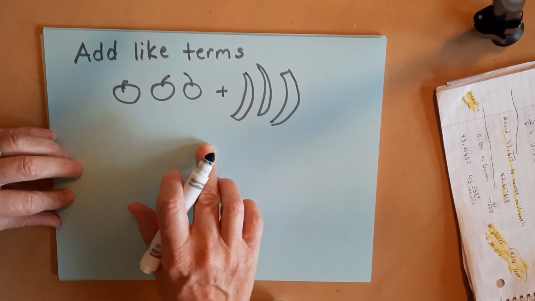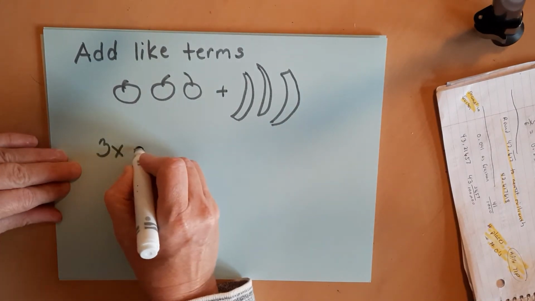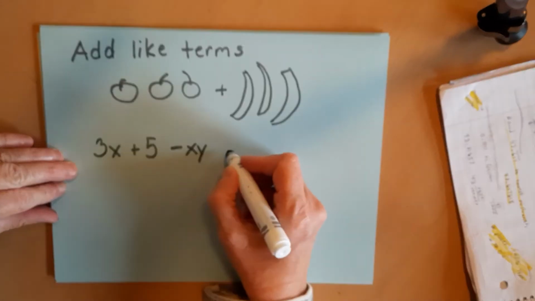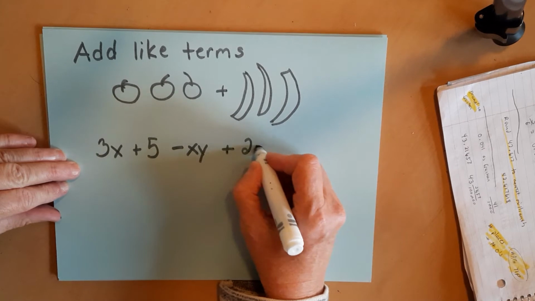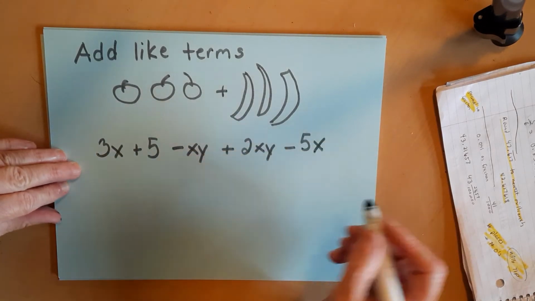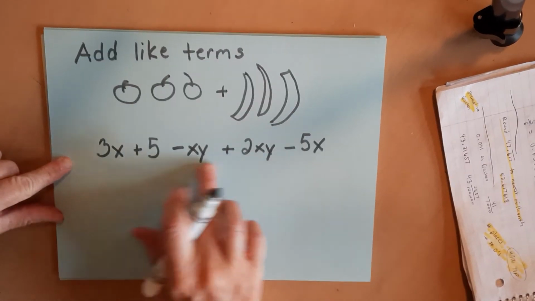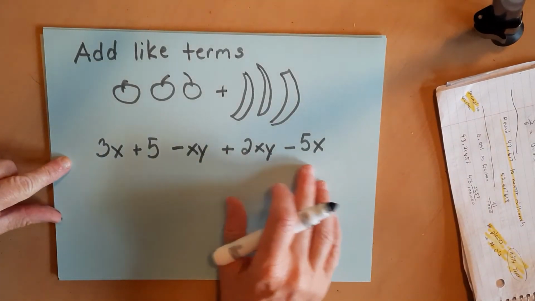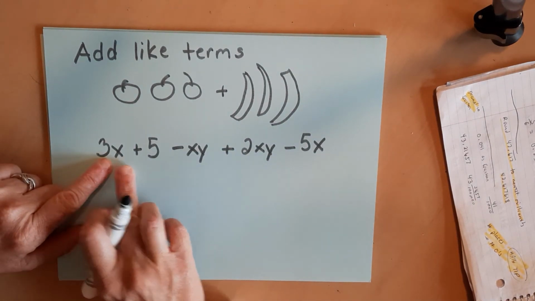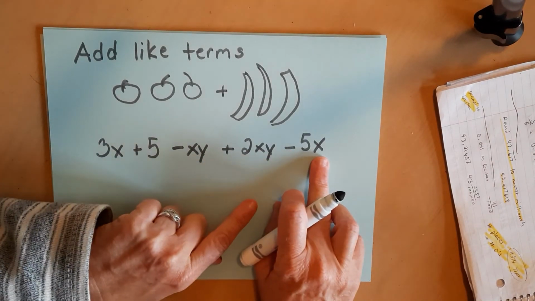So similarly, if you have the problem 3x plus 5 minus xy plus 2xy minus 5x, and it tells you in your book to add the like terms, you can only add things together that are similar. So if we have here an x, and we have this term xy, we have another xy, and then we have another x.